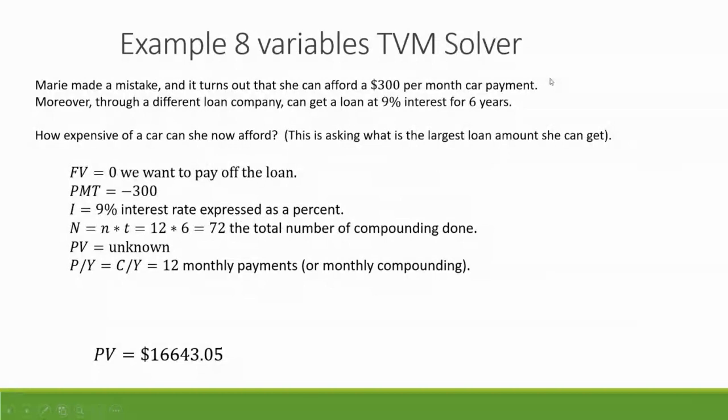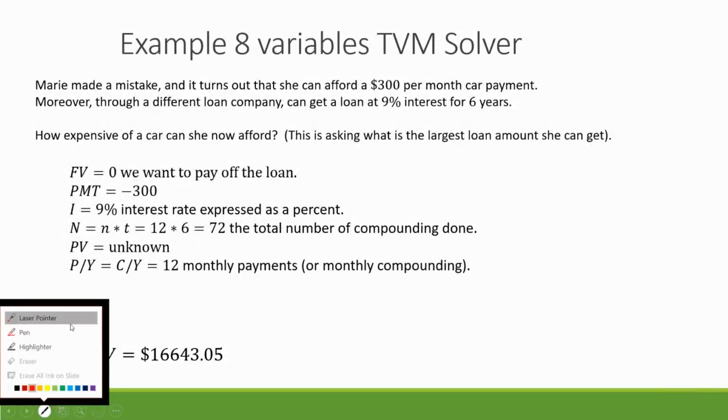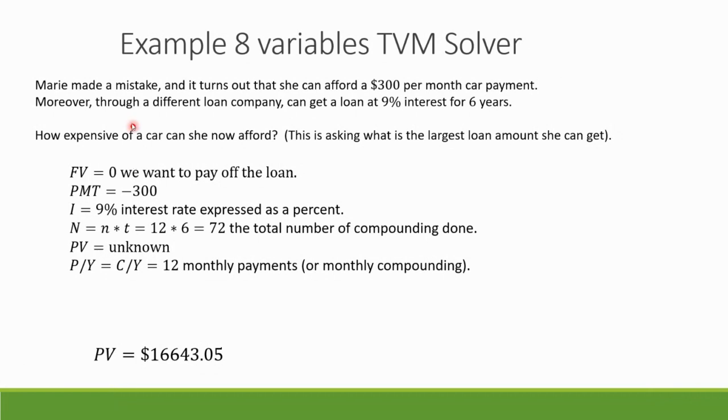So again, it's the same problem, but we want to use the TVM solver. What's going to change? Well, FV is going to be the same, because you always want to be able to pay off the loan. FV is how much the balance is after, in this case, 6 years, but you want that to be 0. You don't want to owe anything. PMT is negative 300, since we're paying $300 a month, monthly payments.